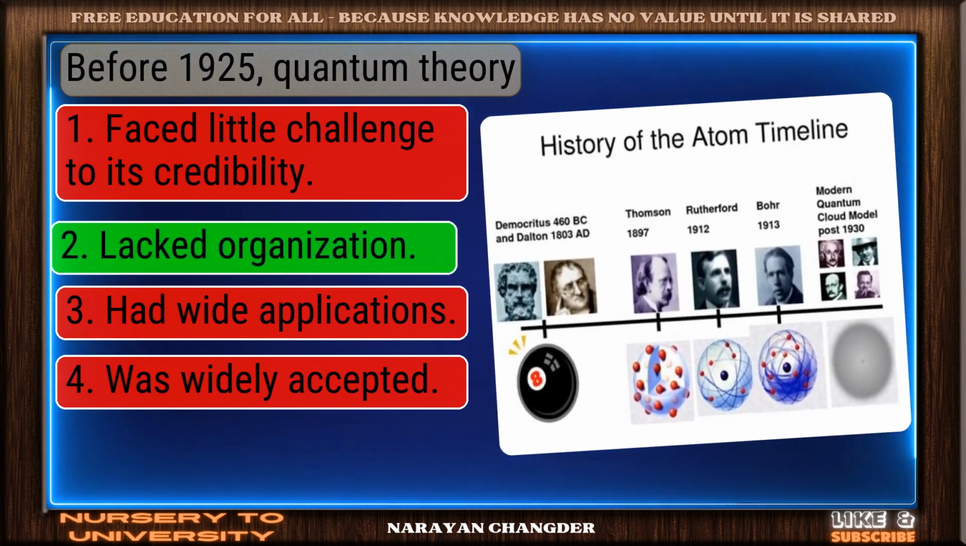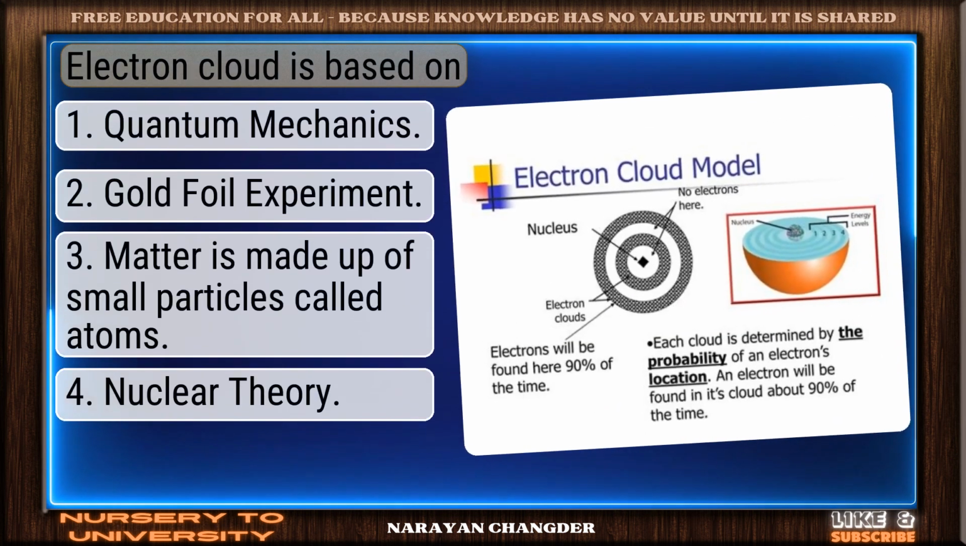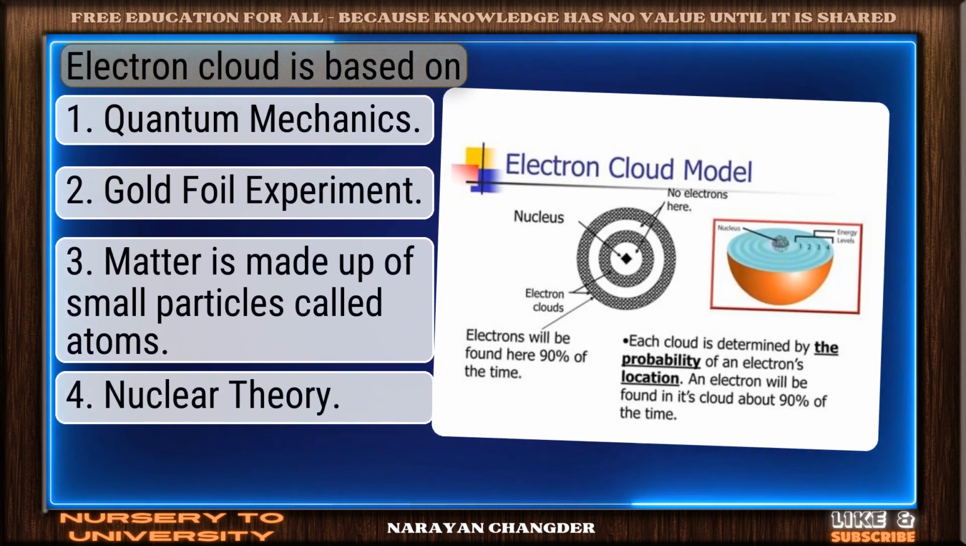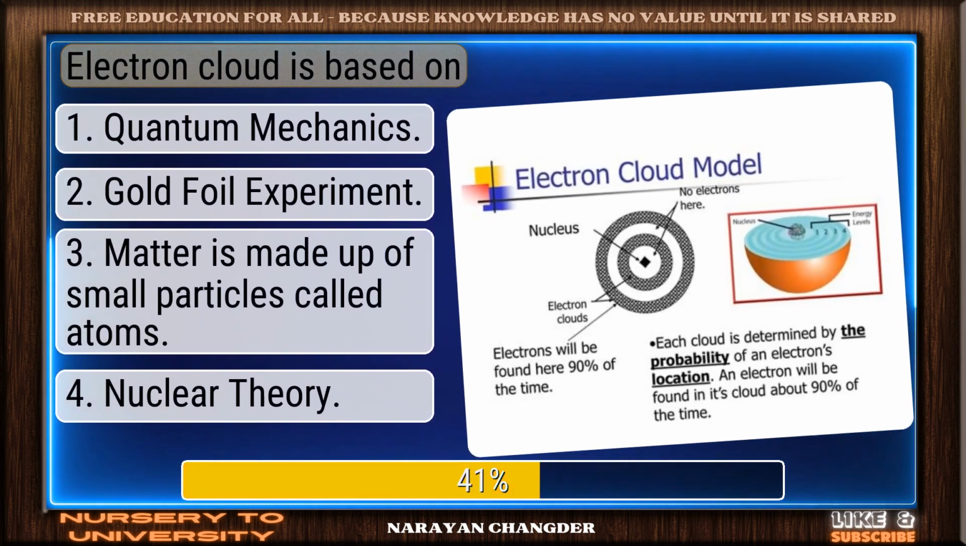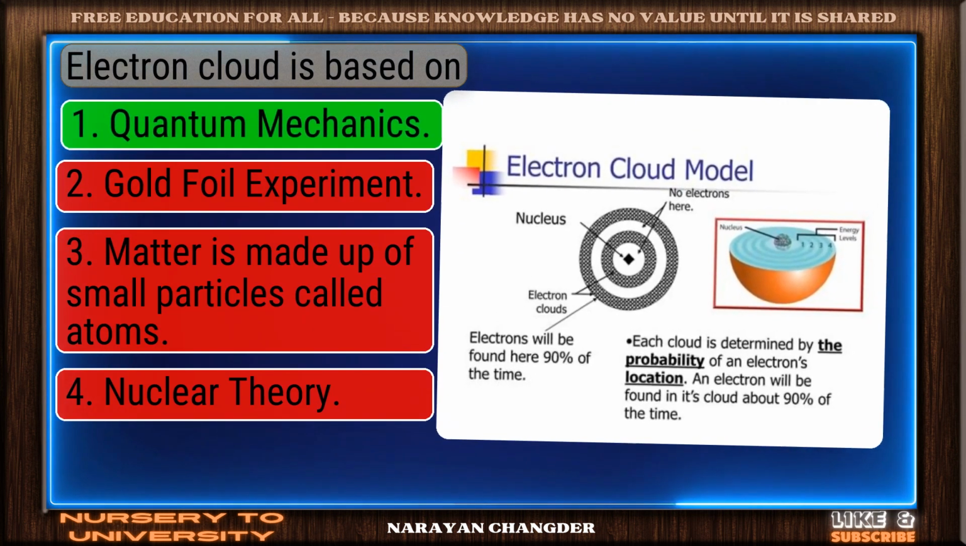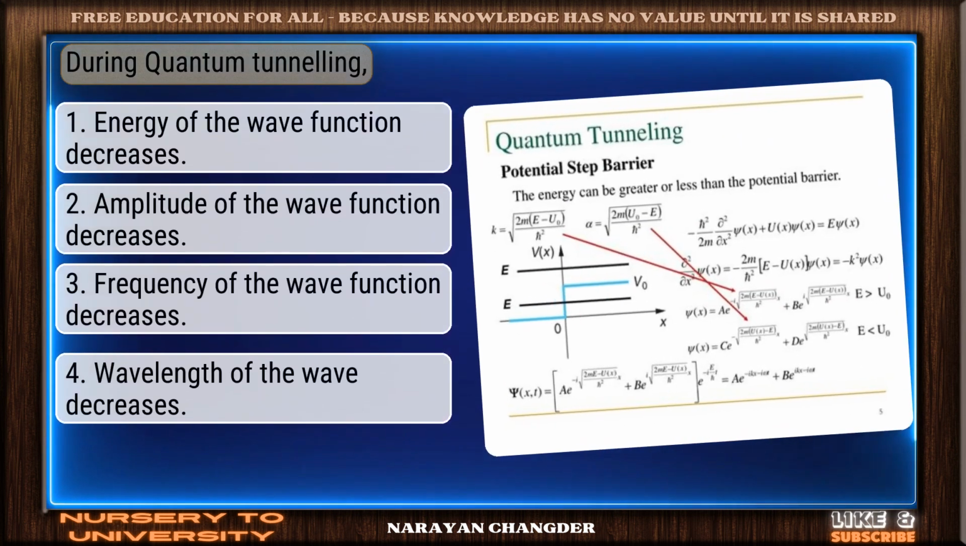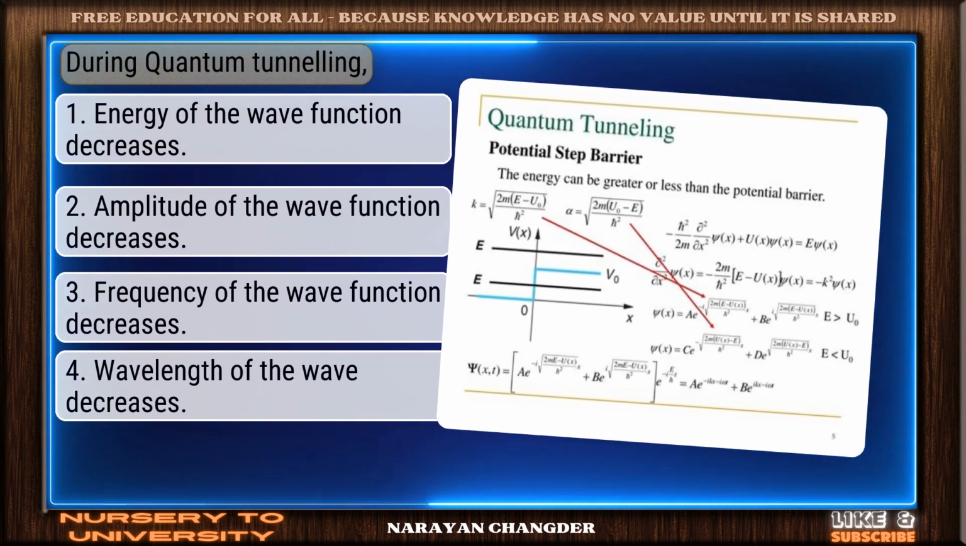Correct response. Lacked organization is the most accurate answer. Question number 72. Electron cloud is based on... On track. Quantum mechanics is the correct answer. Question number 73. During quantum tunneling.